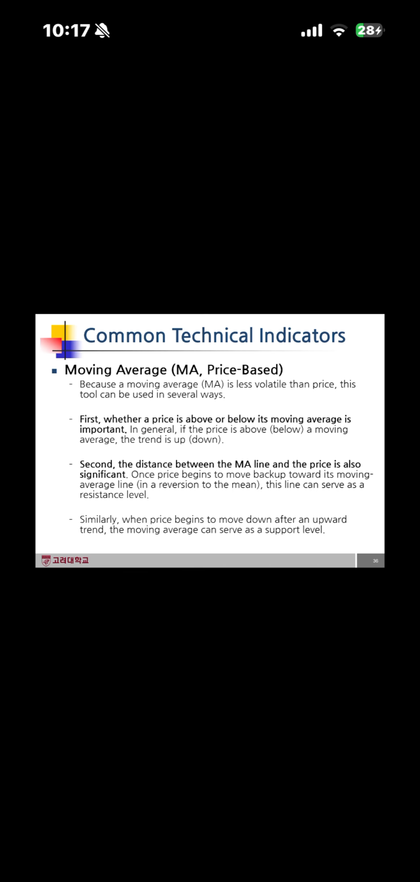Because moving averages smooth price data, they are generally less volatile than the actual price series. This is the smoothing effect, because you take the average. This property allows technical analysts to use moving averages in several ways. First, analysts often look at whether the price is above or below the moving average. If the price is consistently above the moving average, it may indicate that the market is in an upward trend. So if it's above the moving average, you can suggest that the price is in an upward trend.